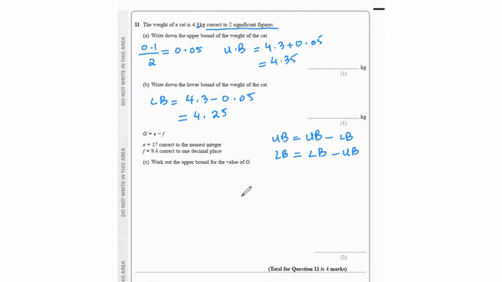Because upper bound is bigger than the lower bound. And if we did lower bound minus lower bound, that wouldn't give us the least value as well. So remember, in difference, you're taking away lower bound from upper bound. And in lower bound, you're taking away upper bound from lower bound.